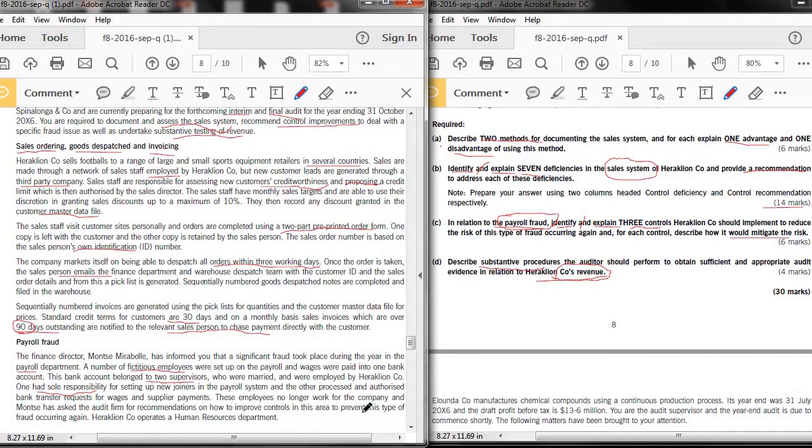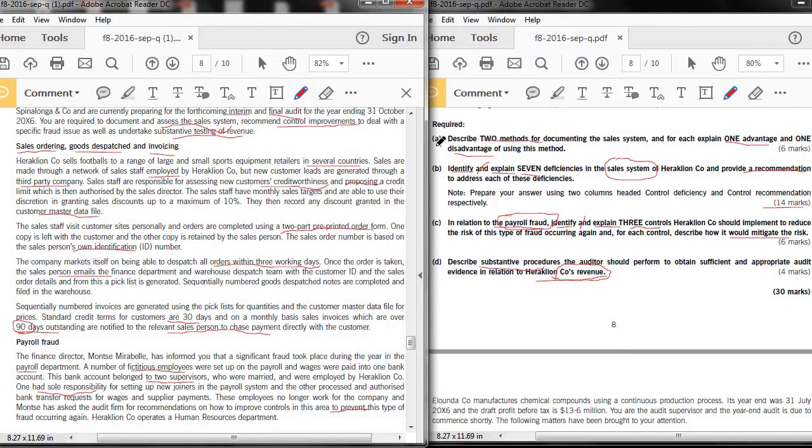These employees no longer work for the company, and Monse has asked the audit firm for recommendations on how to improve control in this area to prevent this type of fraud occurring again. Heraklion operates a human resource department.